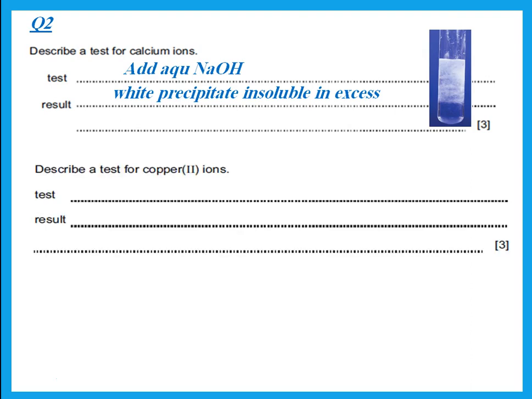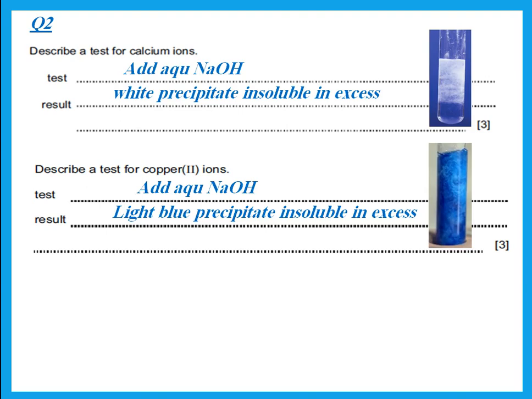Test for copper 2. What was the test for copper 2? We can also add aqueous sodium hydroxide. In this case, what do we get? We get a light blue precipitate insoluble in excess. So the light blue precipitate remains.